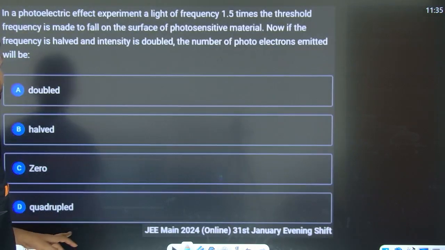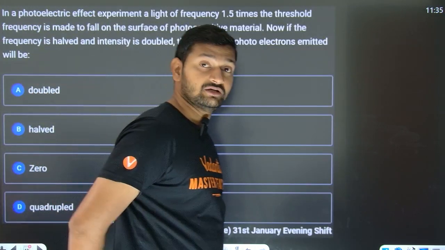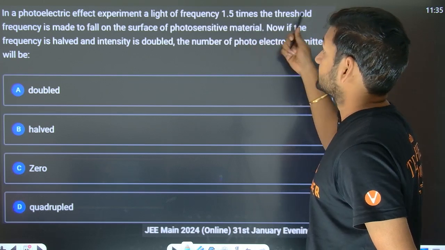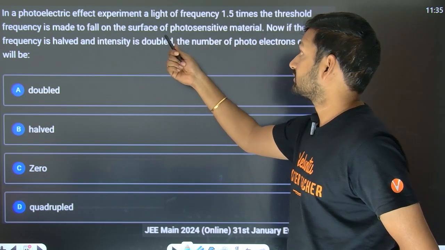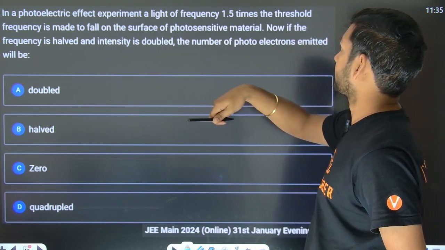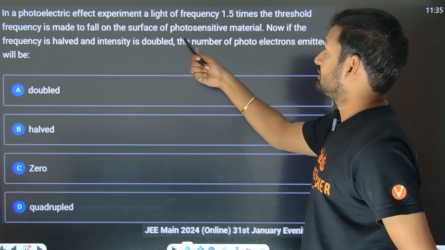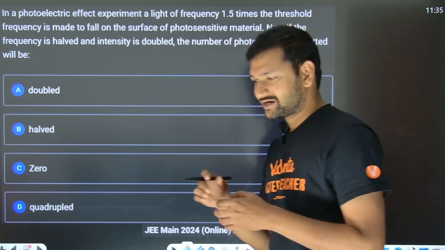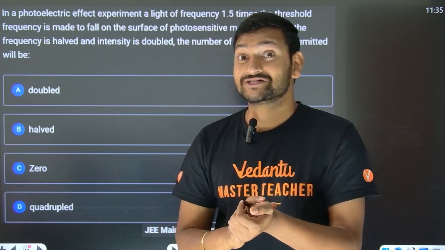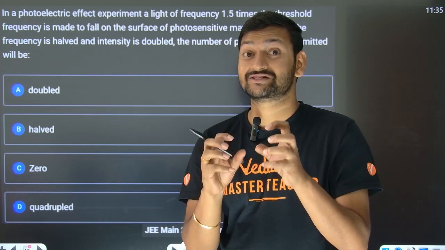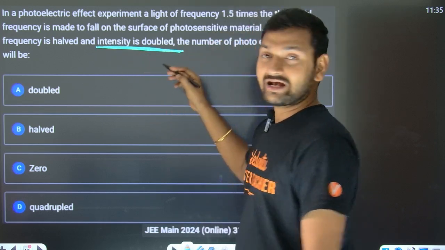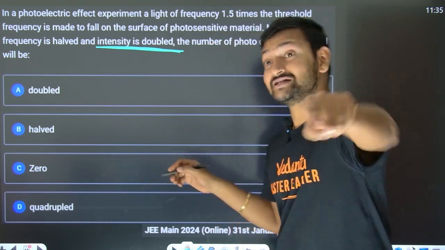Okay, done. In a photoelectric effect experiment, light of frequency 1.5 times the threshold frequency is made to fall on the surface of a photosensitive material. Now if the frequency is halved and intensity is doubled, see, they're just trying to beat around the bush. A lot of data they are giving just to mislead you. See, they are saying intensity is doubled. Unnecessary data. You will understand why I said it is unnecessary.